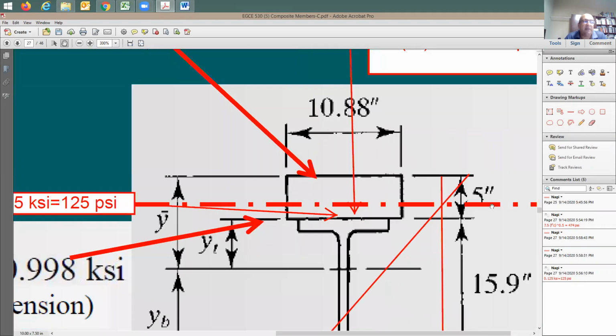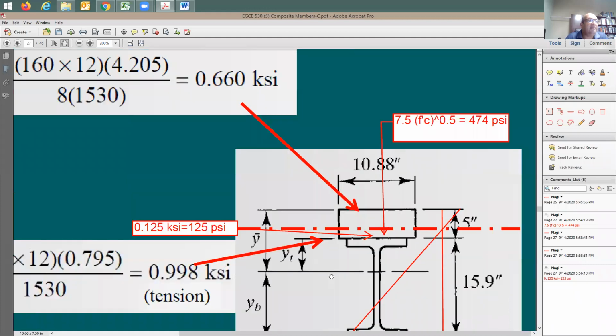Now let's look below this neutral axis. Anything below the neutral axis is going to be in tension. Concrete is not that good in tension, and it's going to crack at this limit. This is going to be the cracking stress as given by the ACI, the 474 psi.